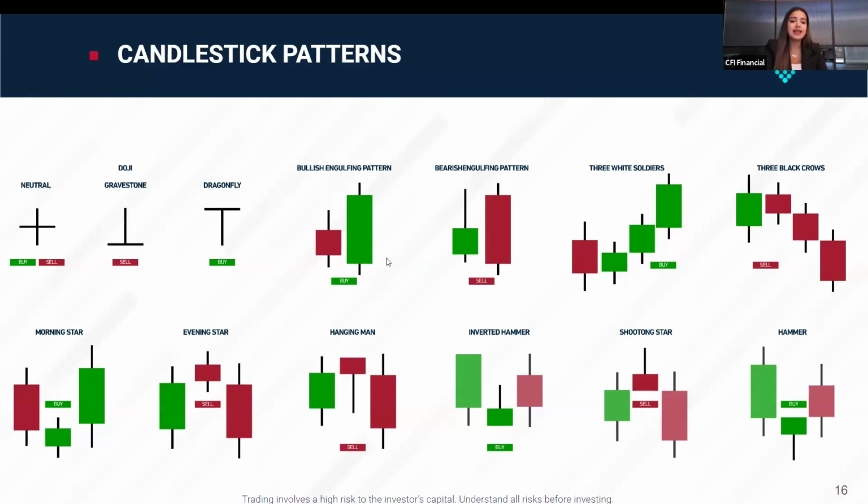We're going to discuss the candlestick patterns in another webinar, but it's important to know what candlestick patterns are and their importance, as I just mentioned. There's a reversal and there's a continuation. So this is a very important thing to know.